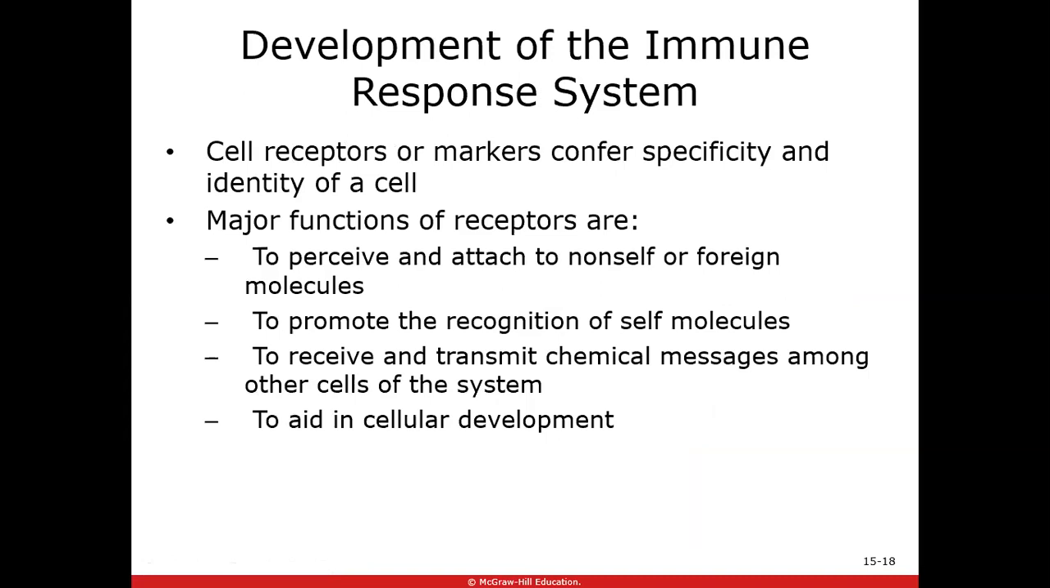So, development of the immune response system. Cell receptors or markers confer specificity and identity of a cell. The major functions of receptors: they perceive and attach to non-self or foreign molecules, promote the recognition of self molecules, and receive and transmit chemical messages among other cells in the system. They also aid in cellular development.